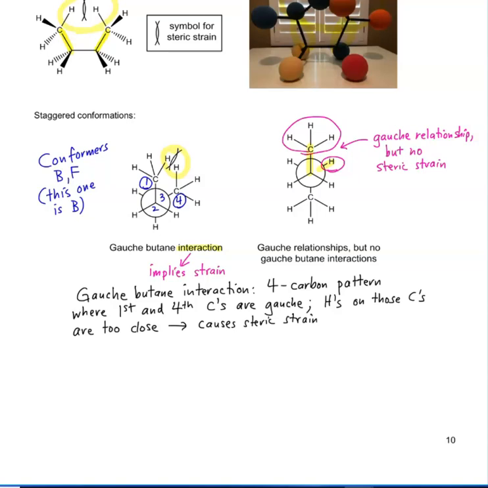I strongly encourage you to make a model of this so that you can see what it is that I'm talking about. And the most effective way to do it is to make the bonds to all the hydrogens so that you can really see what's going on. Okay, so let's look at 2 examples of this that are not butane.